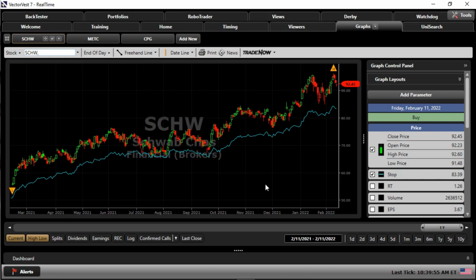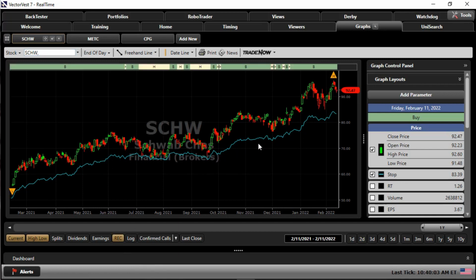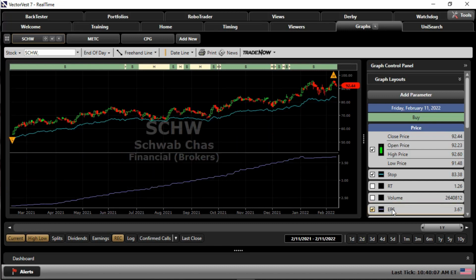So I'm going to open up the VectorVest program. Here we're looking at Schwab. Great company, great stock. Price goes from bottom left to upper right, stays above our stop price the entire time. If I put earnings per share on, beautiful, bottom left to upper right. This is one of those high relative safety stocks. This is a great long-term investment. This is a stock that's suitable for your retirement portfolio even, okay?